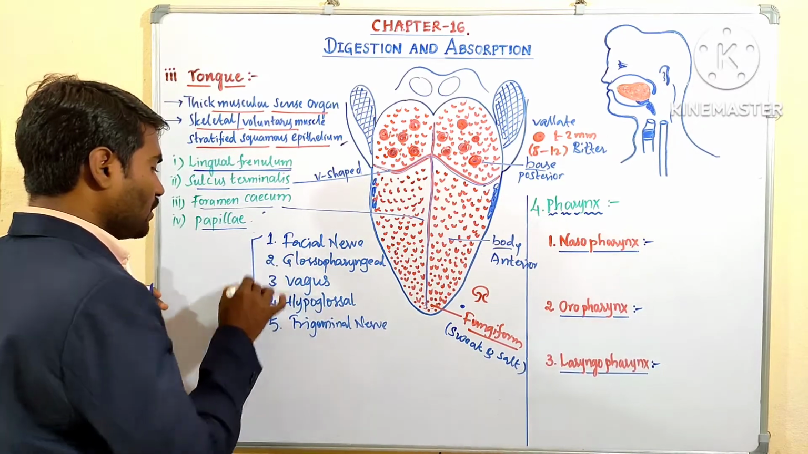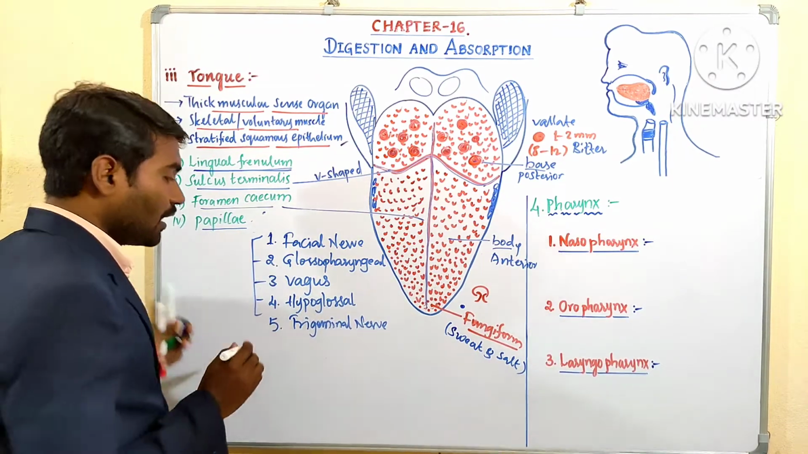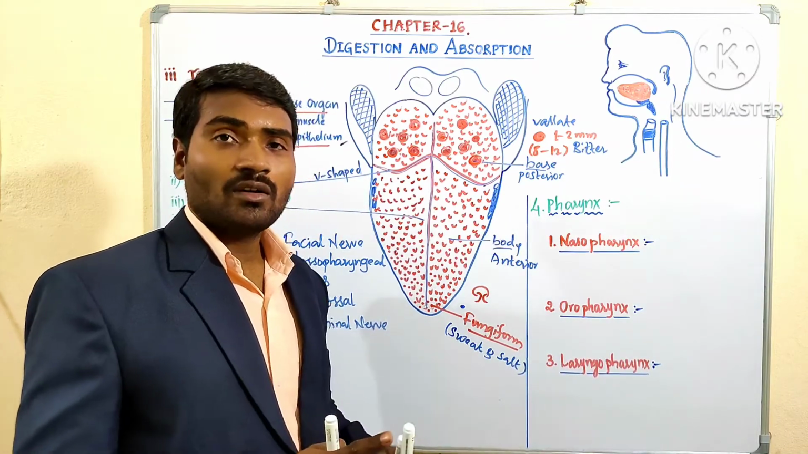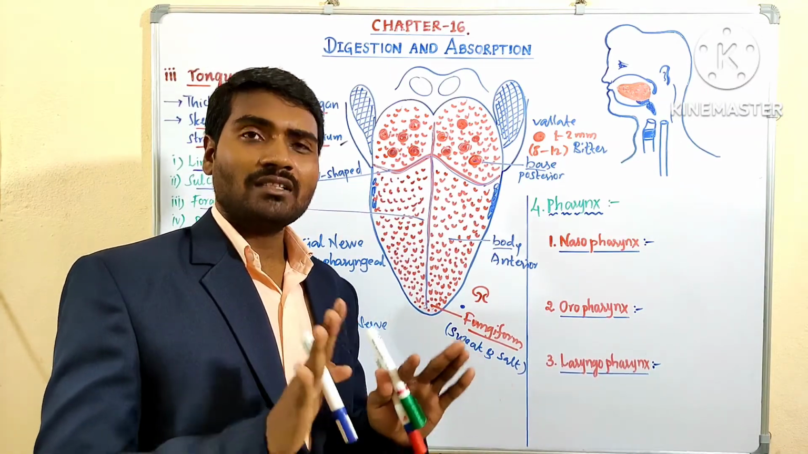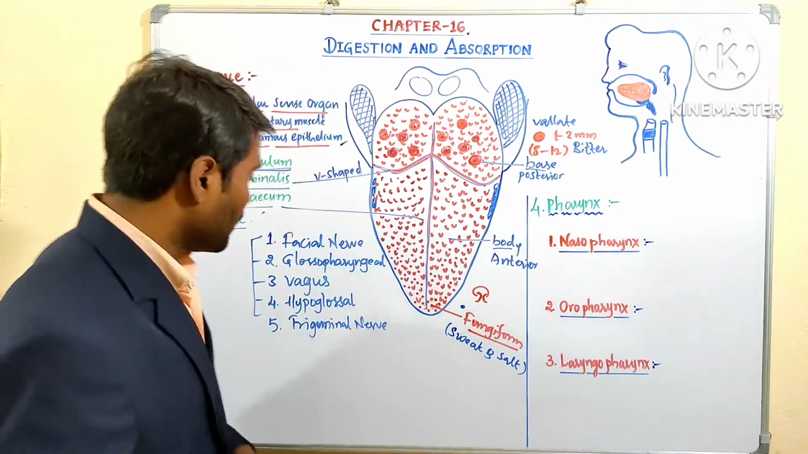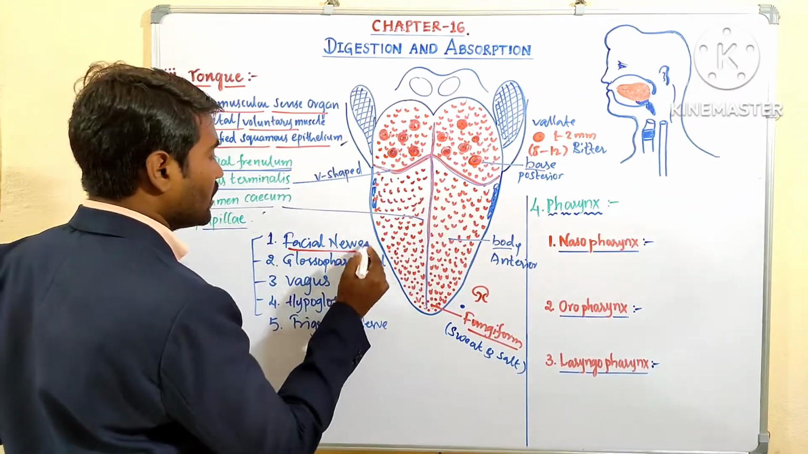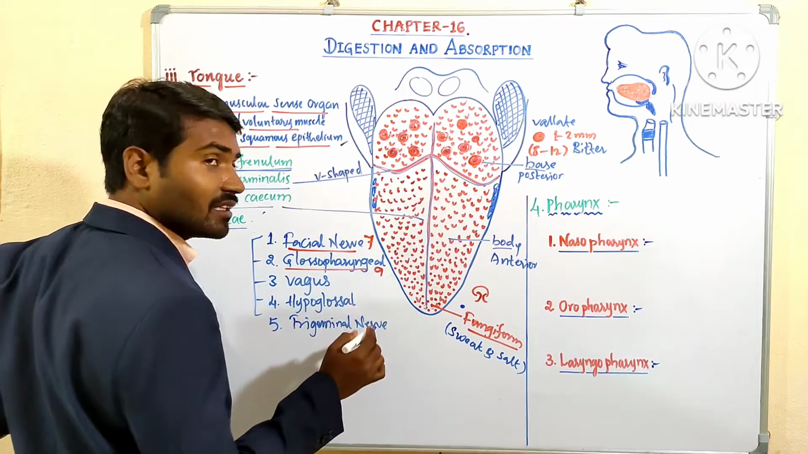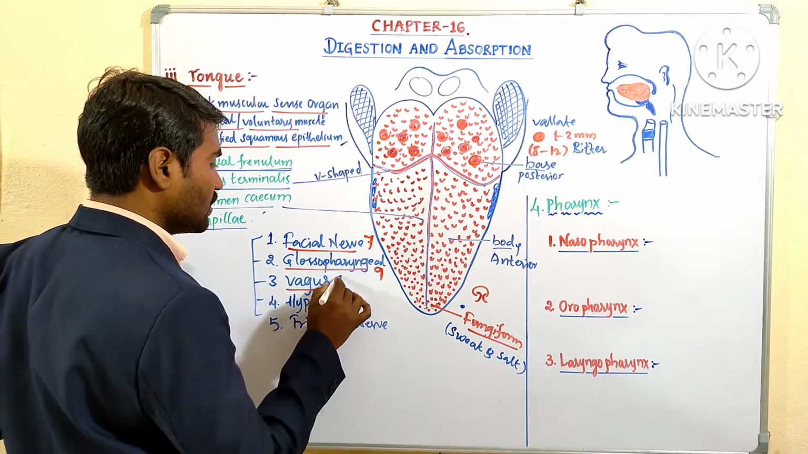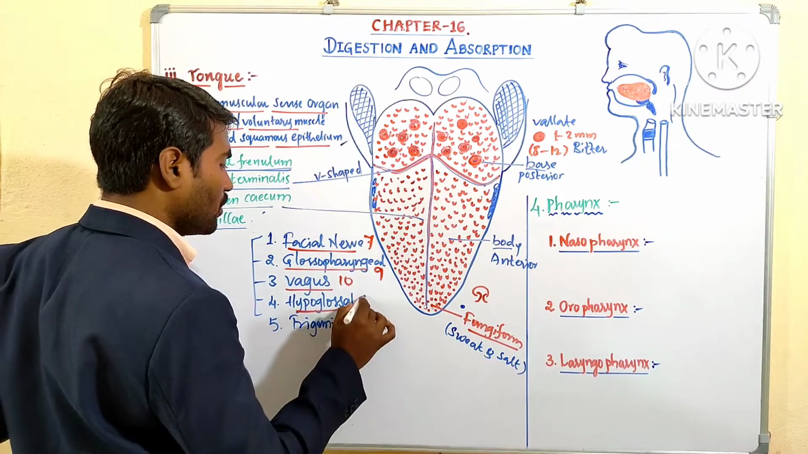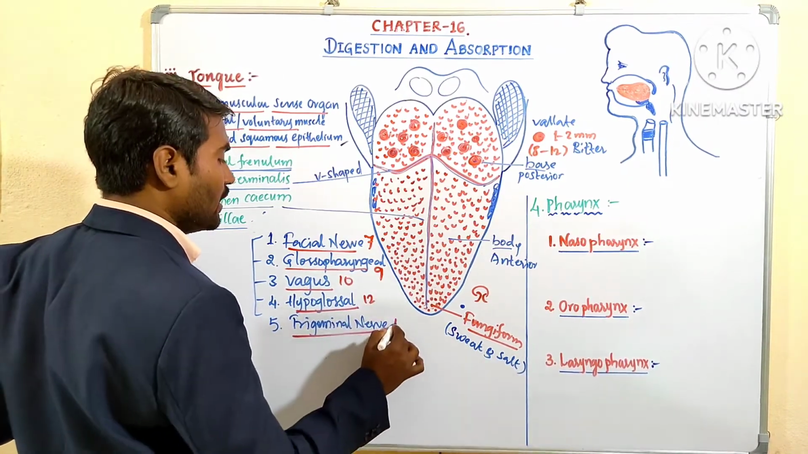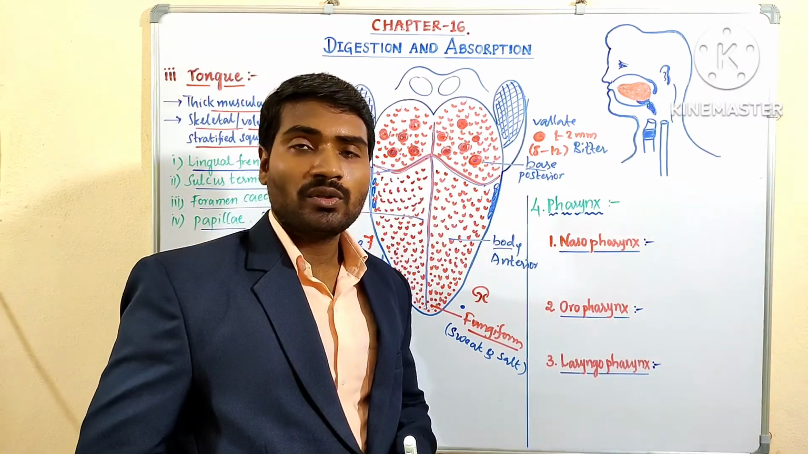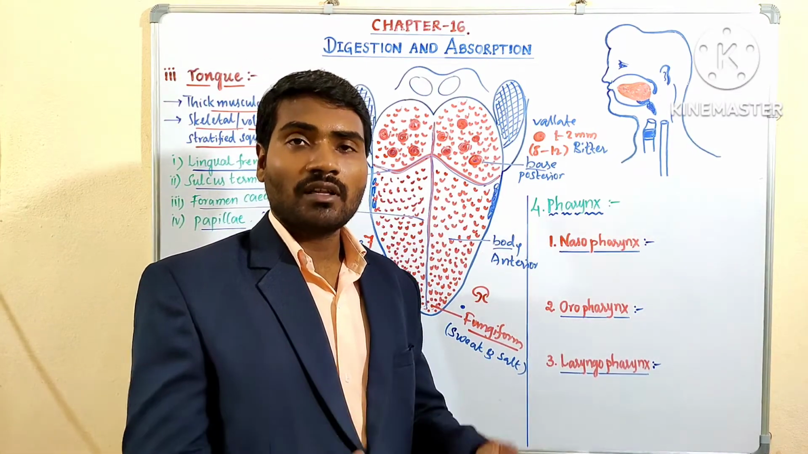These are the 5 nerves associated with the tongue, which help in the movement of the tongue, or maybe in the mixing. If you just remember the nerves, that is enough, not more than that. Remember, the facial nerve is the 7th cranial nerve, glossopharyngeal the 9th, vagus the 10th, hypoglossal the 12th, and trigeminal the 5th cranial nerve. So this is the nerve supply to the tongue, which helps in its functions.